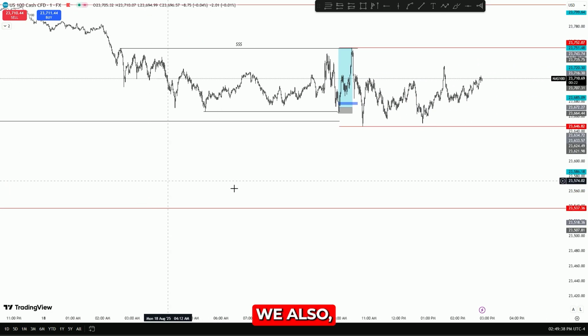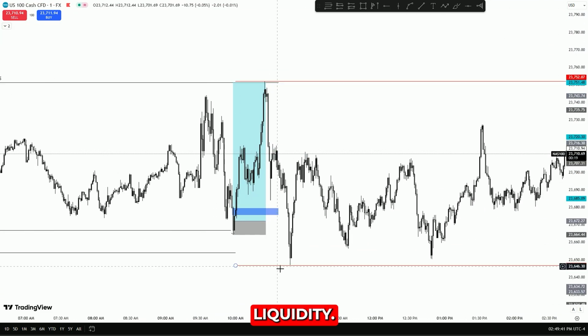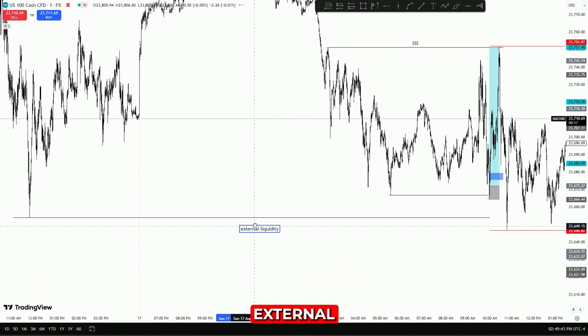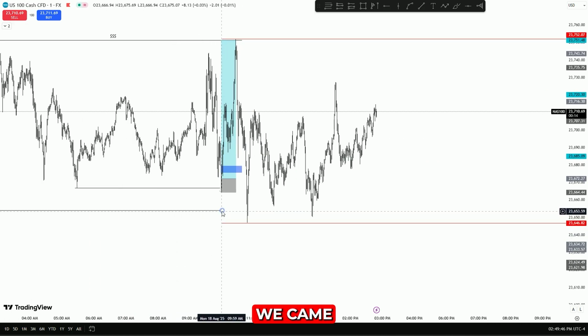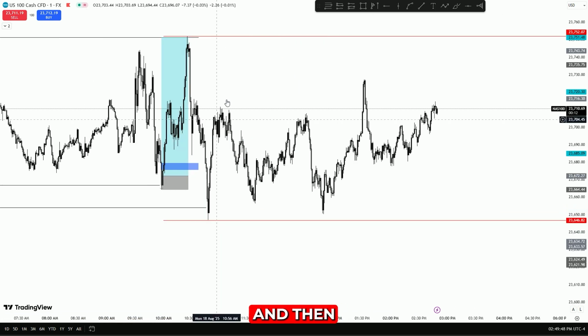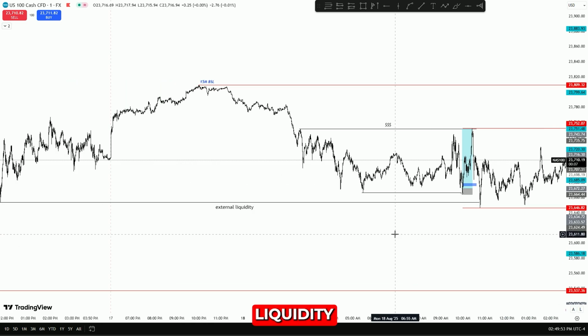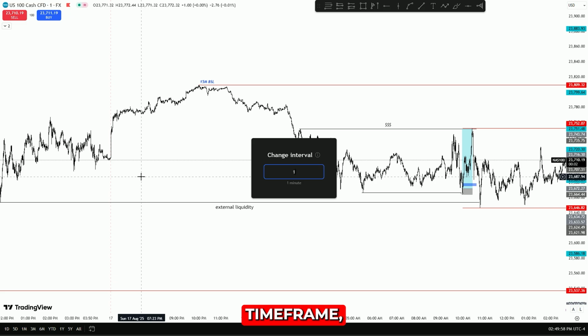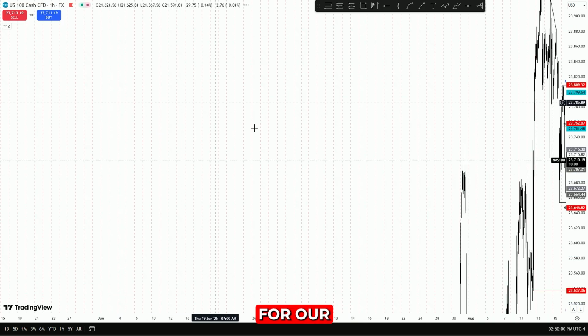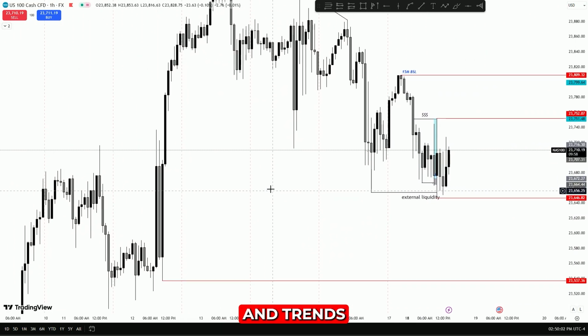Now here we got the external liquidity, as I mentioned. You can see that we swept the external liquidity, and then we again formed a reaction toward the buy side. So this is the external liquidity, and this is the internal liquidity. The higher time frame liquidity, which is formed on 4 hour to identify your bias and trends, will be known as the external liquidity, whereas the turtle soup and the liquidity sweeps in a smaller time frame will be known as your internal liquidity.